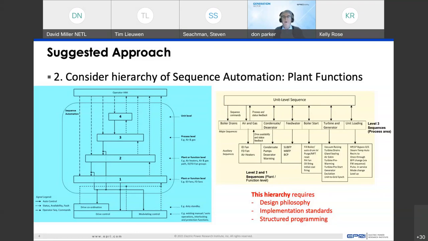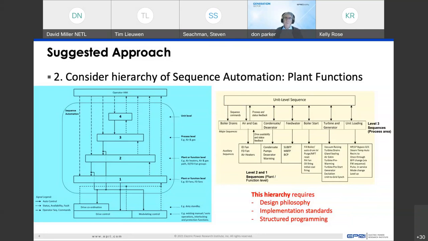And over on the right-hand side, we have actually the actual implementation of that single push button start power plant in Queensland with a unit level sequence and then process area sequences, groups, and they kicked off the various auxiliary sequences, and that was how it worked. And it was achieved. So this hierarchy doesn't happen naturally. This hierarchy requires design philosophy. It requires standards, implementation standards, and it requires a structure in the design.